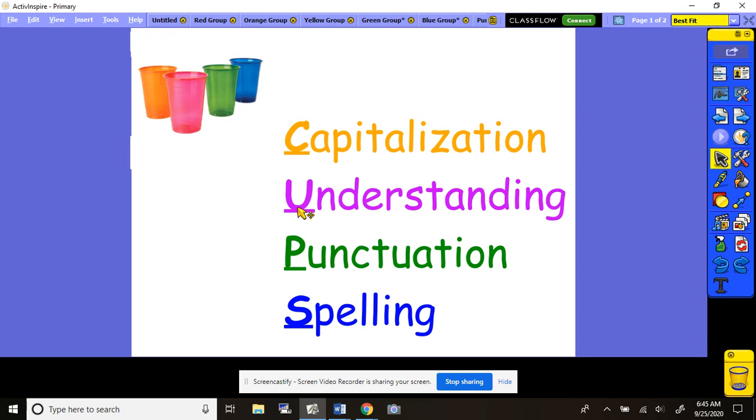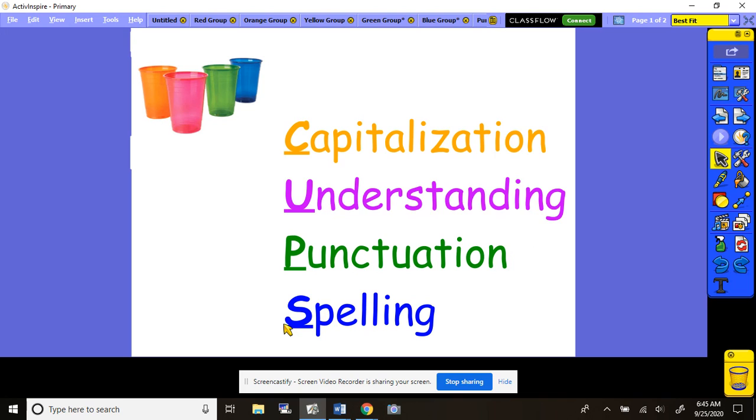The U stands for understanding, and that means I'm looking to make sure that my writing makes sense and that I didn't leave out words or add words that shouldn't be there. So I'm going to check for understanding so that if somebody reads my writing, it makes sense. The P stands for punctuation. That's looking at the end of your sentences and making sure that they have a period, an exclamation point, or a question mark. So you're looking for the correct punctuation in your sentences.